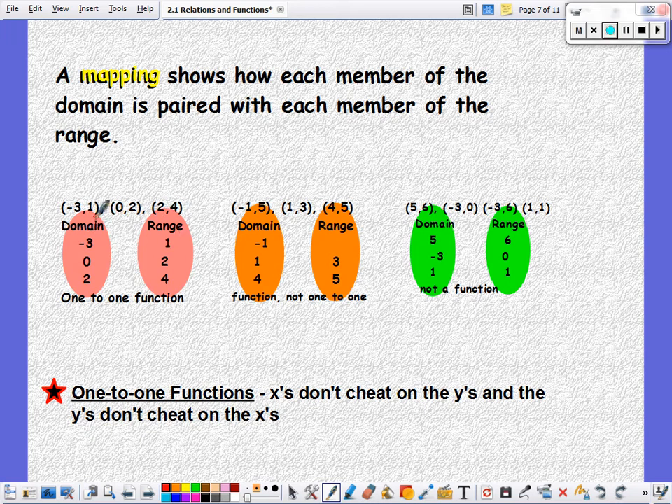If I want to map them, we put all the domain over here, all the range over here. Then what we want to do is go from -3 to 1. Then I go from 0 to 2. And then I go from 2 to 4. And that's called mapping. Now, we call this a one-to-one function because the x's and the y's neither cheat.